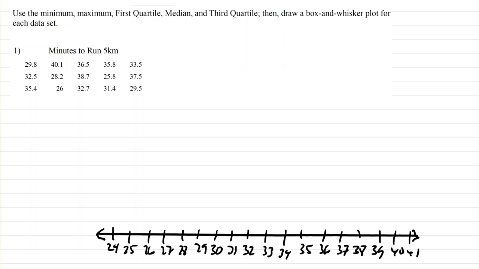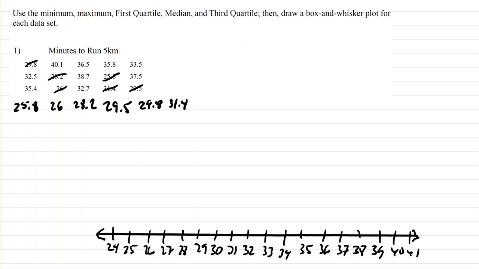Start with the lowest number first, and the lowest number looks like it's 25.8. The next number is 26. The next number is 28.2. Okay, the next number is 29.5. After that, it's 29.8. Okay, what else we got? We got 31.4.